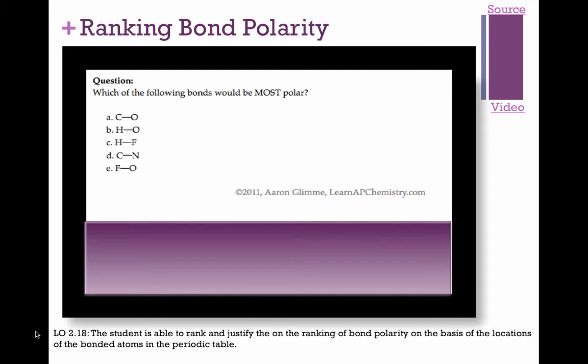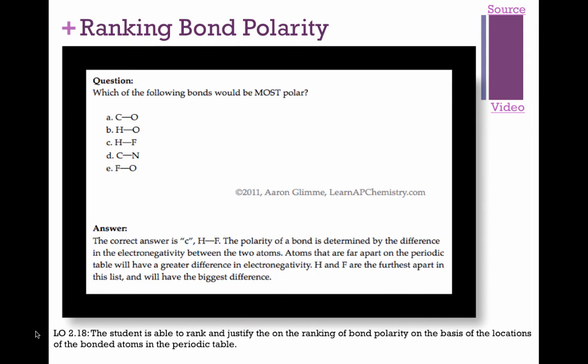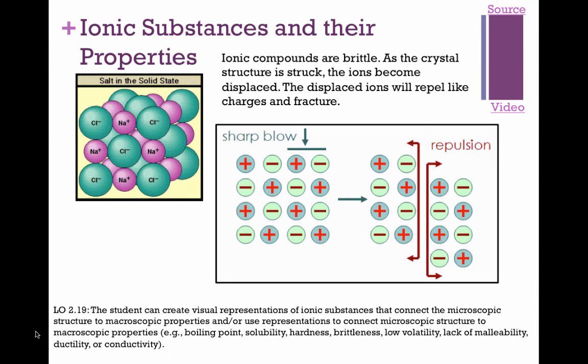Yeah. What do you guys say for this? HF. Right? They're very far apart on the periodic table. Okay. Ionic compounds. These are some properties. A lot of these learning objectives deal with ionic solids, metallic solids, covalent solids.